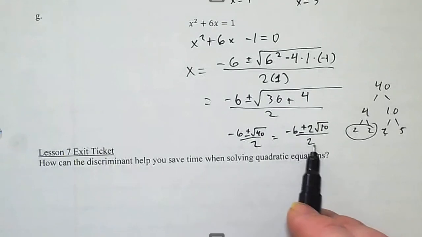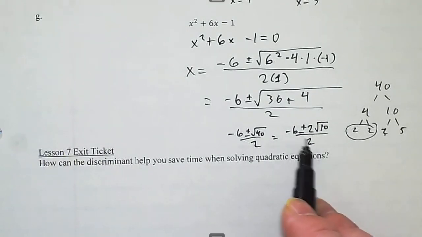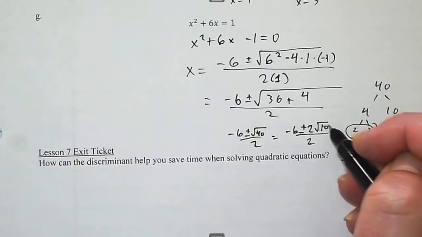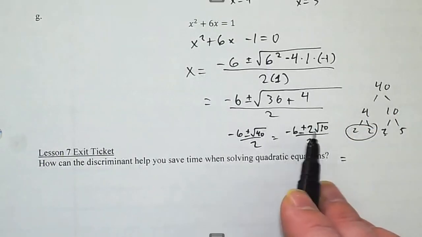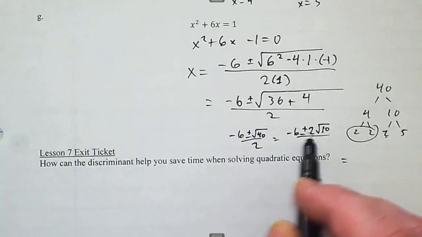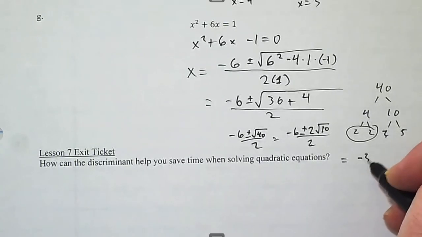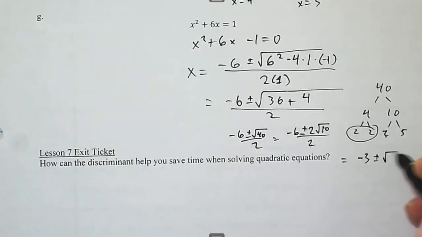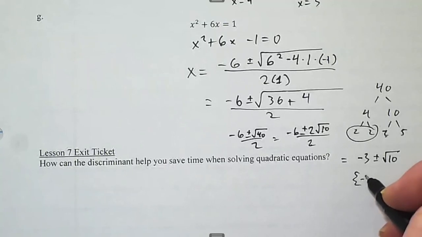And then because I can divide that number and that number by the same thing, I can divide all three of these numbers by 2. Don't touch the number inside the radical. You have to have a number on the outside to do this. If you don't get something outside, you just stop. Negative 3 plus or minus 1 root 10. So those are my solutions.